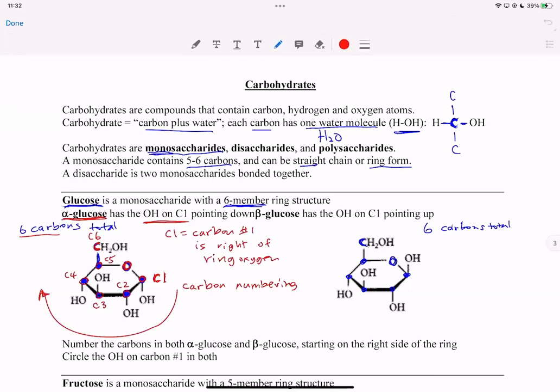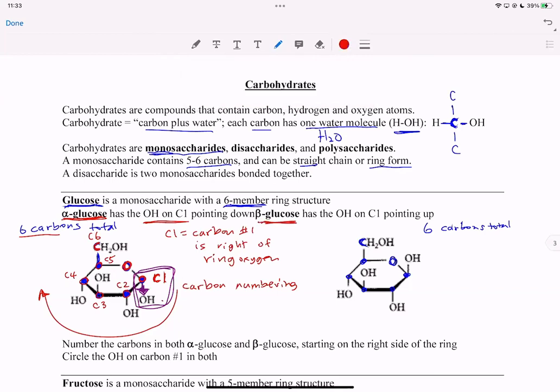But this carbon number 1 has that hydroxide group on there, that OH. And notice that OH is pointing down. So that's in purple, that OH group is down. All the other OH groups are exactly the same in the other glucose version, which is called beta glucose.